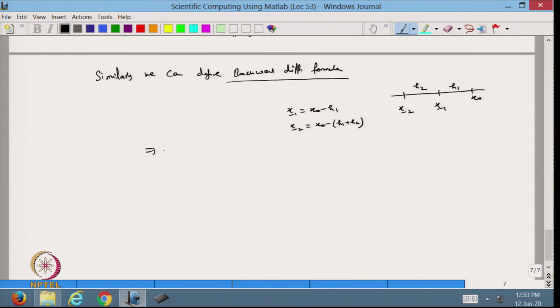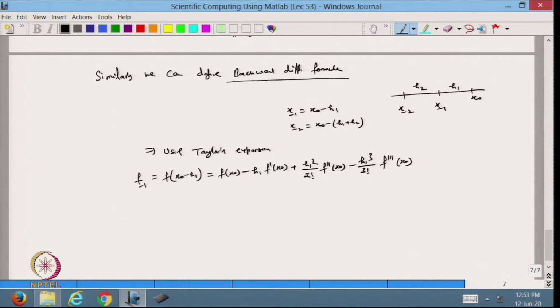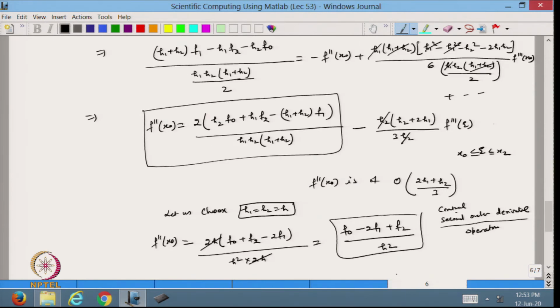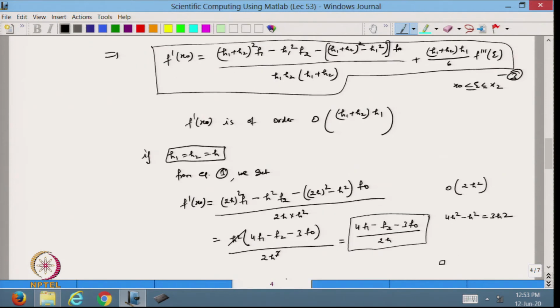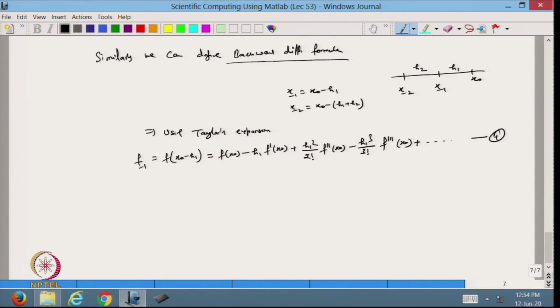So from here, now using Taylor's expansion, we can define the function at, so this I define as f at minus 1. So this is x naught minus h1. So I can write this as f naught minus h1 f dash x naught plus h1 square by 2 factorial f double dash x naught. So these terms we can take. So I just define this as equation number 3. So it is 4. Let's take it 4.